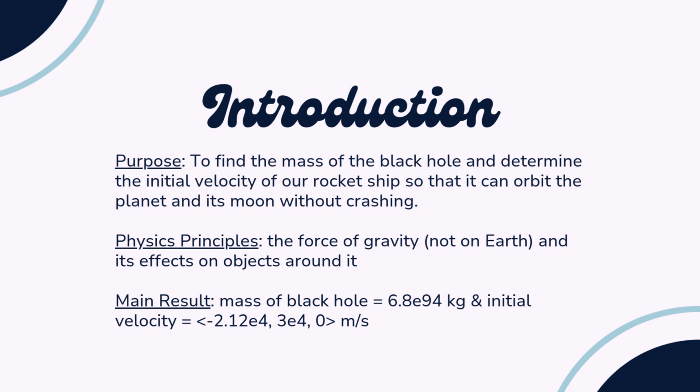Some of the physical principles we used were the force of gravity, not on Earth, but in space, created by objects on objects. Our main result was that the mass of the black hole was 6.8 times 10 to the 94 kilograms, which is obviously really big. And our initial velocity was a negative, really big x value and a positive, really big y value, where the y is bigger than the x, in magnitudes.